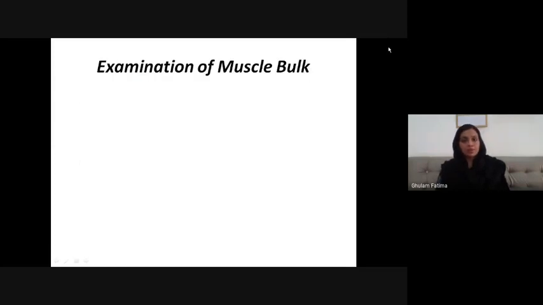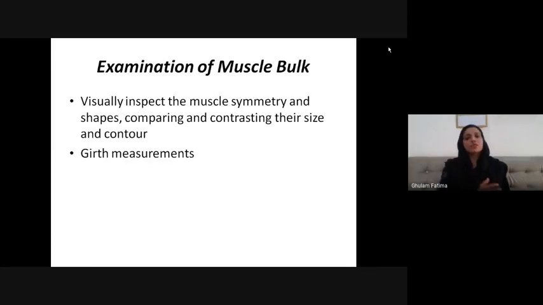To confirm muscle atrophy, you have to examine the muscle bulk. The first part is the subjective part, where you will visually inspect the muscle symmetry and shape, and you will compare and contrast one limb with the other limb. The next part is the objective part, that is girth measurement, which will confirm your loss of muscle mass. You can also use these girth measurements as a part of prognosis, to see whether the patient is developing more atrophy, whether progressive atrophy is occurring, or whether the atrophy has stopped.